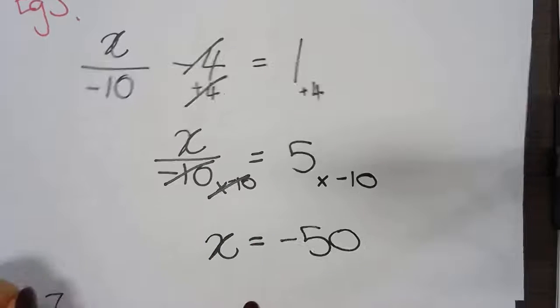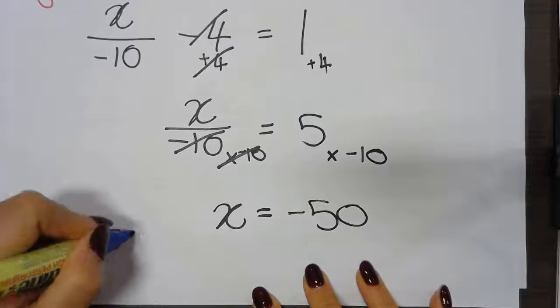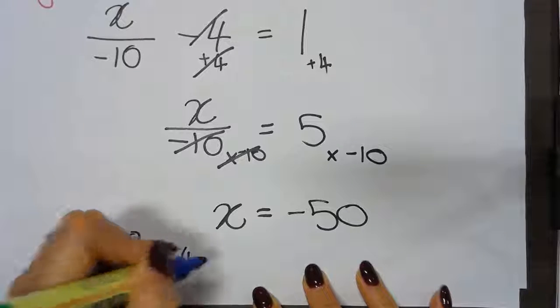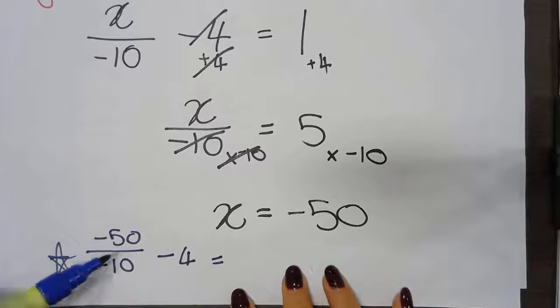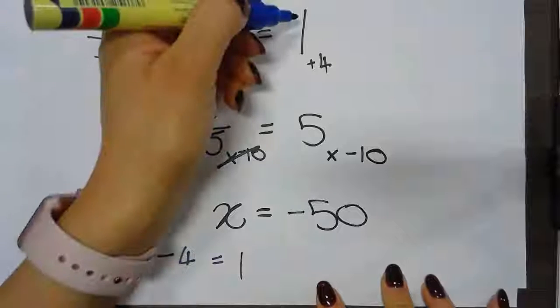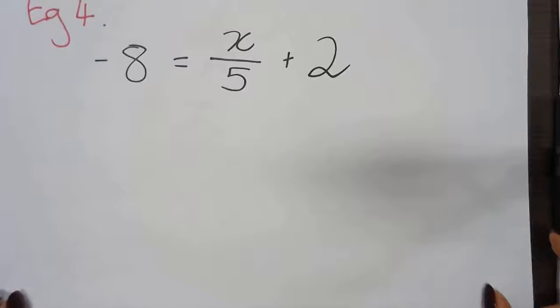Again, we do our check down the bottom. So we end up with negative 50 divided by negative 10, subtract 4. Let's find out what that equals. Negative by negative is a positive. 50 divided by 10 is 5. Subtract 4 is 1. Is that what we started with? Yes, it is.